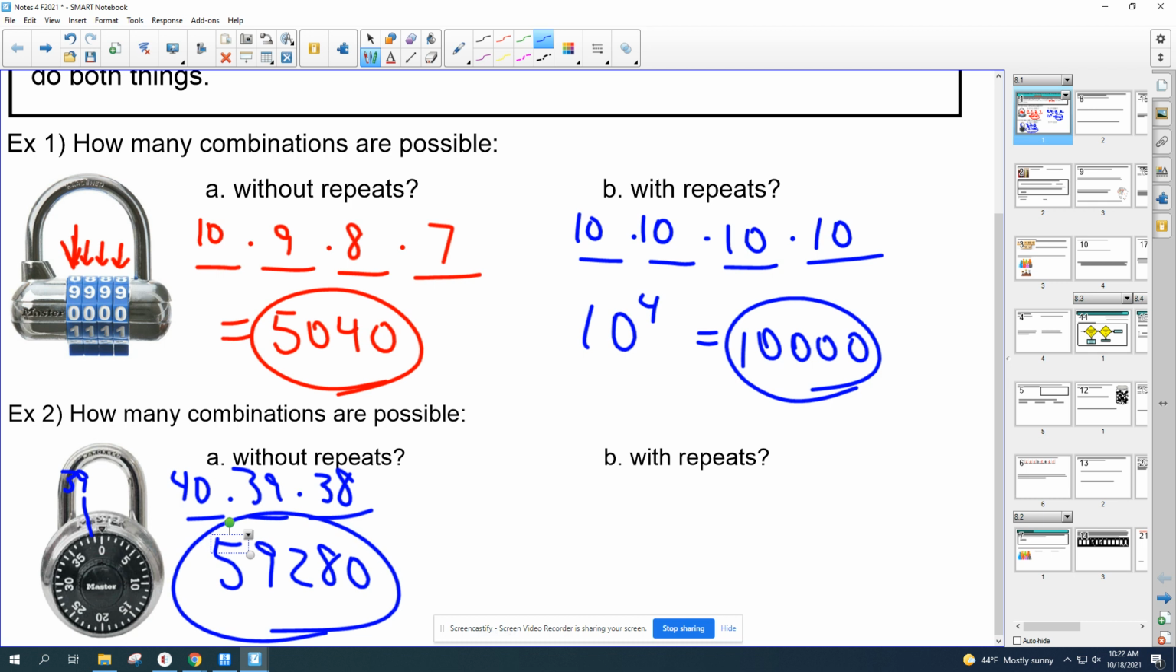Now, what about with repeats? Well, with repeats is easy by this time. You should be able to see that it's just going to be 40 times 40 times 40, 40 to the 3rd power, which is 64,000.